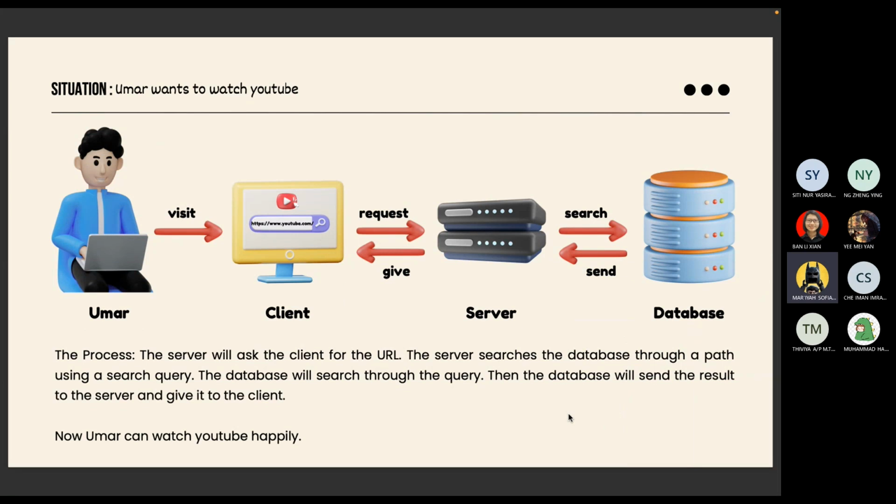The situation is Umar wants to watch YouTube. So Umar needs to visit YouTube, right? So the server will ask the client for the URL. The server searches the database through a path, which is the domain, using a search query. The database will search through the query, then the database will send it to the server and give it to the client. So now Umar can watch YouTube happily.